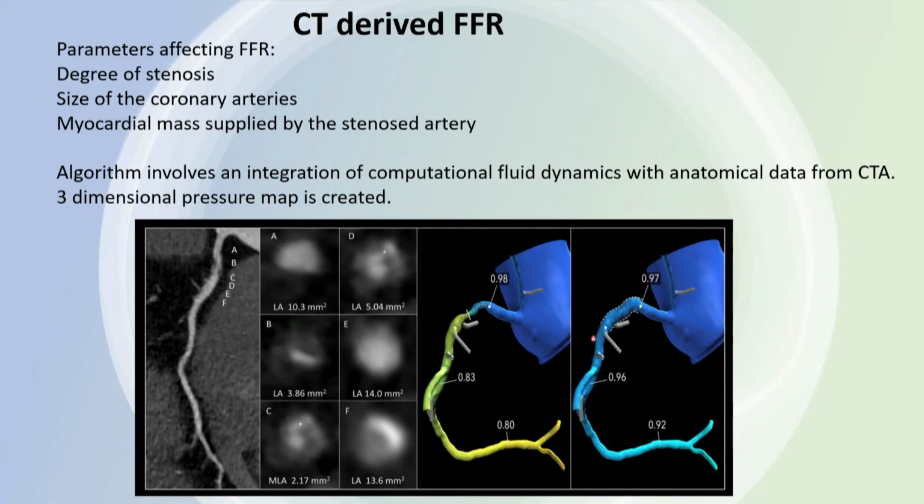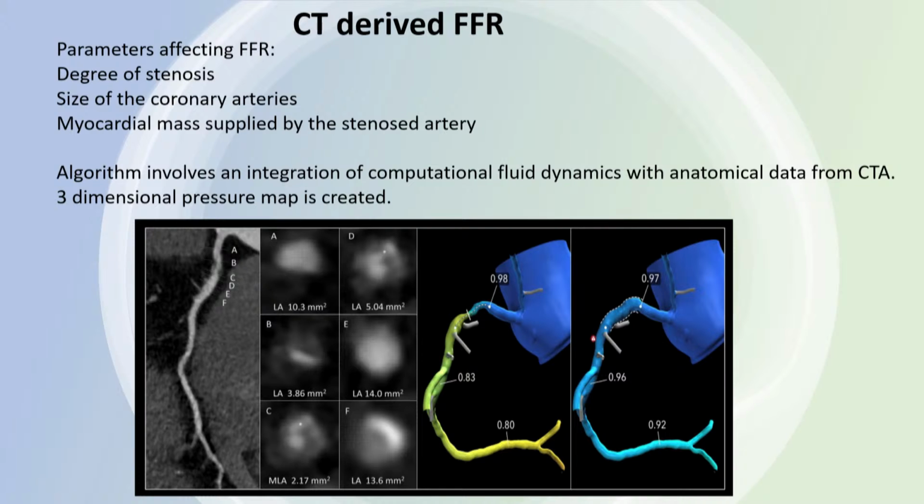All right, so let's move on to CT-derived fractional flow reserve. Just like invasive angiography, the parameters that affect FFR on CT are the degree of stenosis, the size of the coronary arteries, and the myocardial mass that is supplied by the stenosed artery. And CT, of course, gives us information that incorporates all these three parameters.